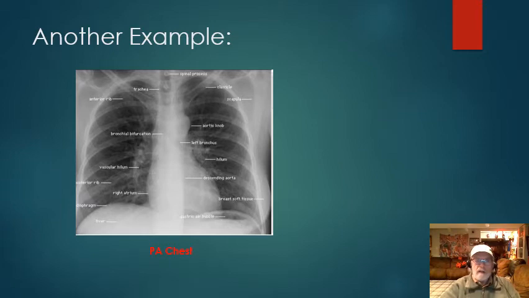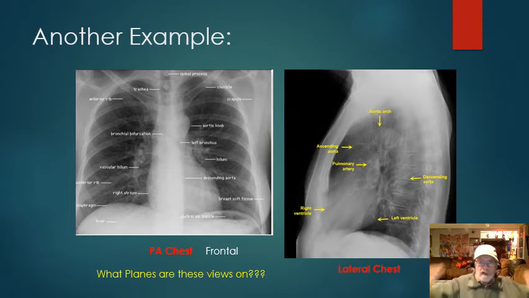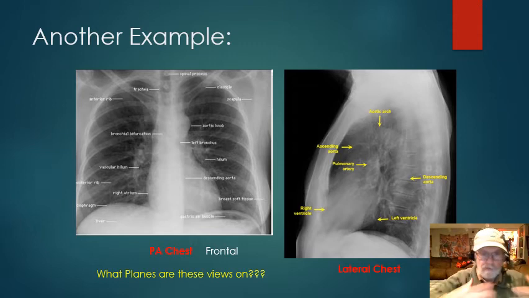PA chest, lateral chest. What planes are these views on? Think about it. I'll give you a second. Well, this should be relatively simple because we've talked about it so many times before. Who said the one on the left was the frontal plane? Had to be. Cutting the body this way, front to back, and that's what we see. If I cut off the front, that's what you see.